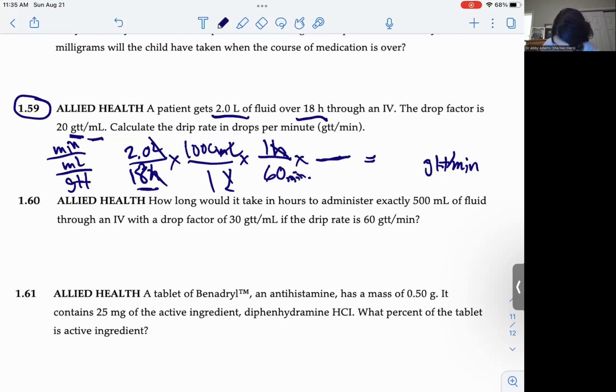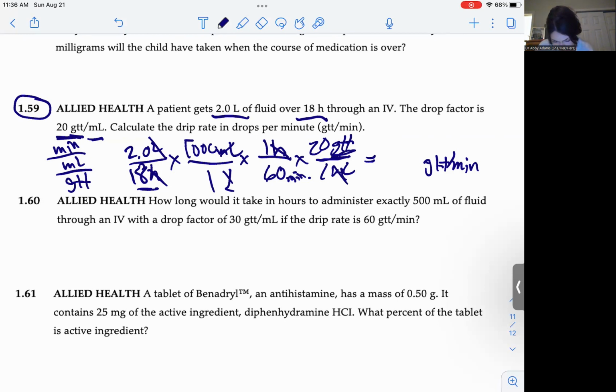Okay, and you multiply that by, so you still have your mils up here. So how many GTT per mil? You're going to be multiplying that 1,000 by 20 up here, because you're given that: 20 GTT per 1 mil. So in each mil you have that much, so you're multiplying that by 1,000. Okay, you see that? I think this is probably starting to make more sense to you at this point.